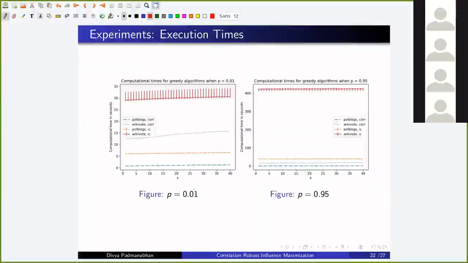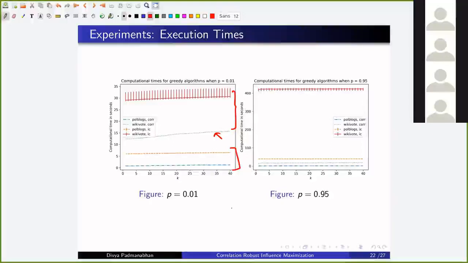So the first thing is a comparison of execution times. If you look at the graph on the left, the PollBlogs data is the blue and yellow, so these two. The blue one is the robust model, and the yellow one is the independent cascade, and of course the blue one is faster. Similarly, here you see it for the other data set, the green, this one is for the robust model.